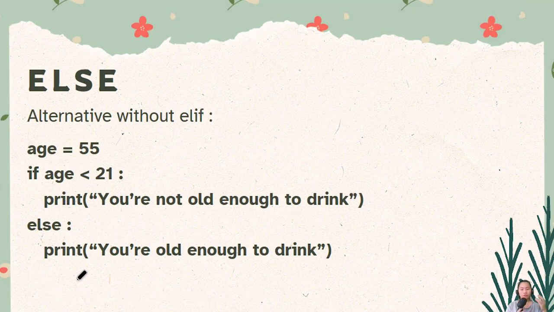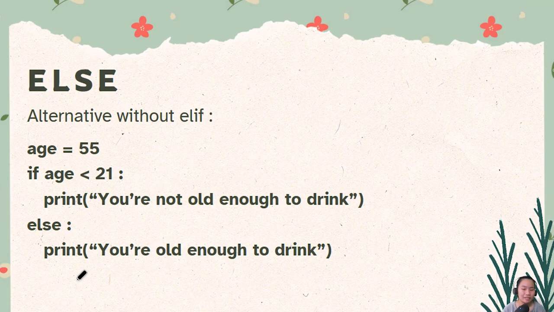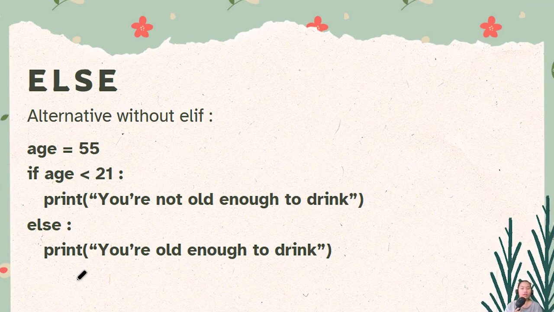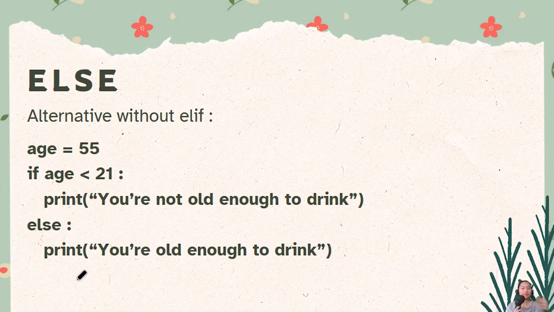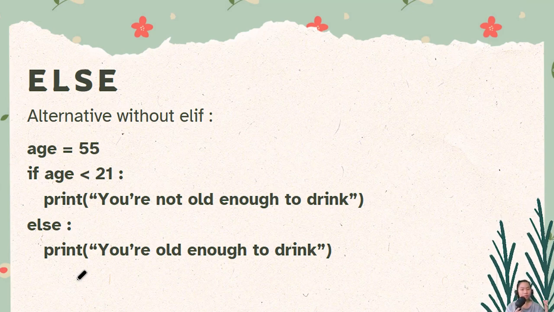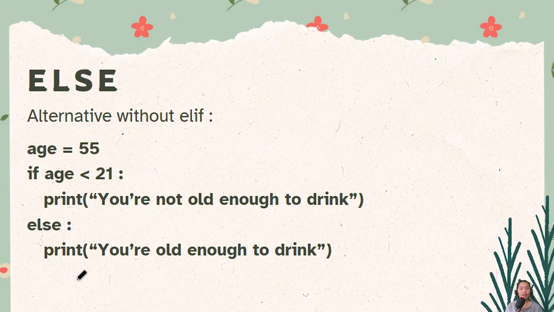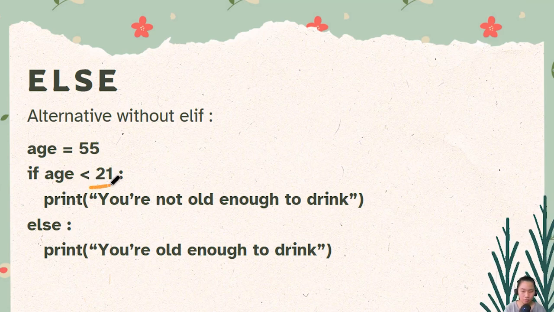Now, alternatively, you can omit the elif part, right? If you have a very simple true and false, yes and no, if this is this, that is that sort of statement, right? If that's your purpose, then if and else suffice. You don't need to add in elif. Elif is usually for more complicated, complex, a little bit higher demanding when it comes to different conditions, okay? And if age is less than 21, print you're not old enough to drink, else print you're old enough to drink, okay? Very simple like that.